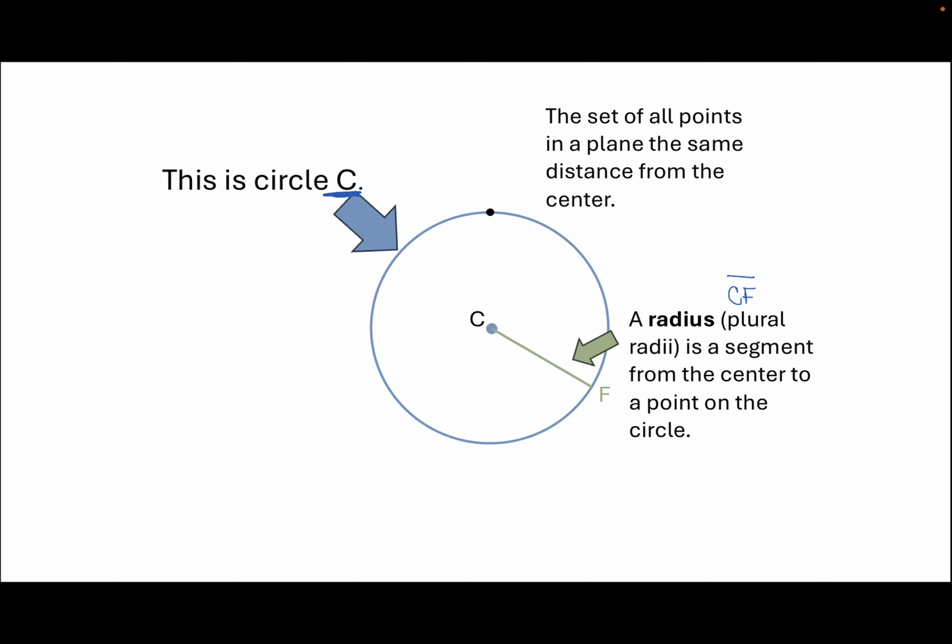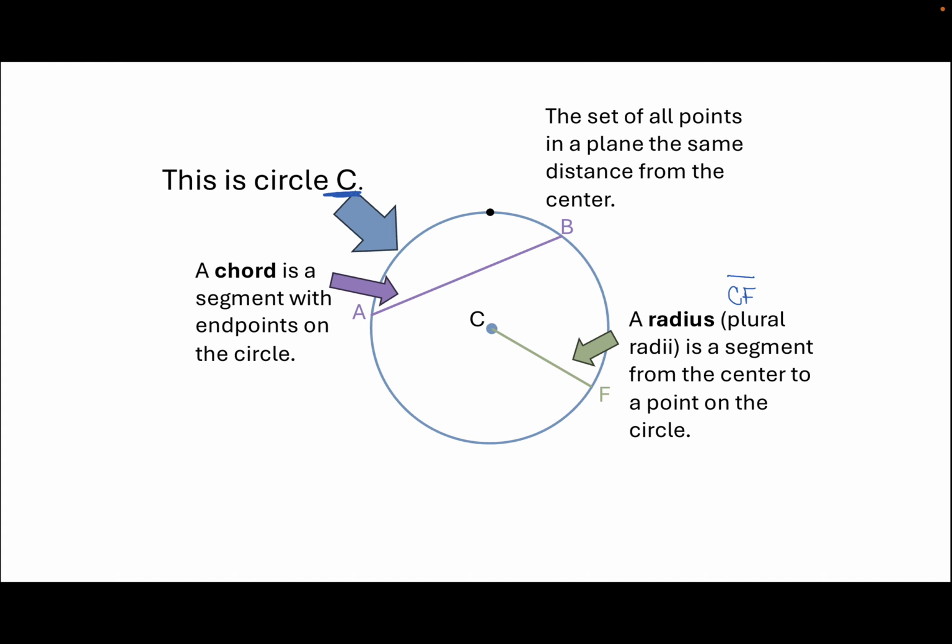Then we can also have another type of segment in a circle, and this segment goes not from the center to the circle, but from the circle to the circle. Segment AB is something called a chord. A chord is a segment that has endpoints on the circle. It has a beginning and it has an end. It started at A and went to B, and once again it's a segment. The circle is named with 1 point. A radius is named with 2 points and a segment mark on top. No arrows, just a segment. And a chord is also named with 2 points, capital letters with a segment mark on top.